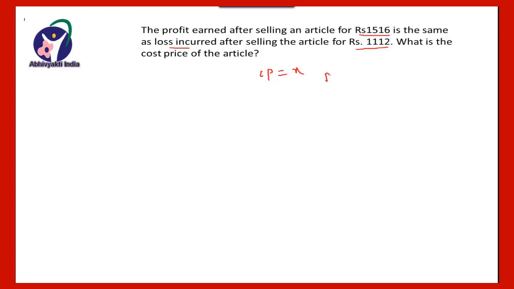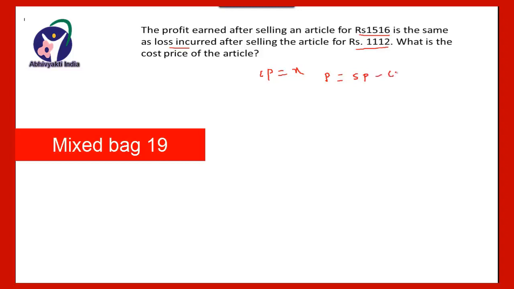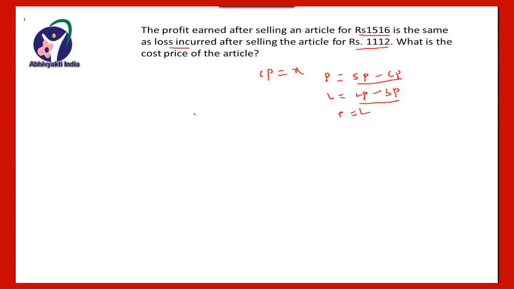So we know that profit is equal to selling price minus cost price, and loss is equal to cost price minus selling price. And it is said that this profit is equal to loss. It means selling price minus cost price is equal to cost price minus selling price, and therefore we get the equation as 1516 minus X is equal to X minus 1112.